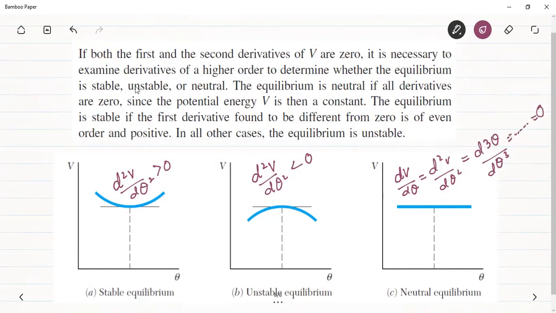So we can read the statement again. If the first and the second derivative are both 0, it is necessary to examine the derivatives of a higher order to determine whether the equilibrium is stable, unstable, or neutral. The equilibrium is neutral if all the derivatives are 0, since the potential energy is then a constant. The equilibrium is stable if the first derivative found to be different from 0 is of even order and positive. In all other cases the equilibrium will be unstable. So these are the conditions for the stability of the equilibrium.